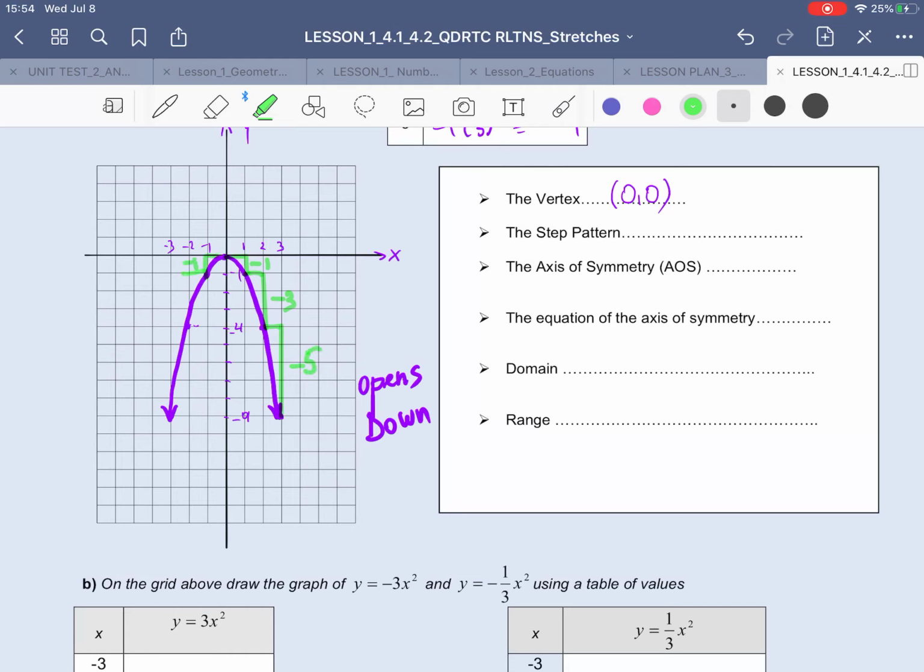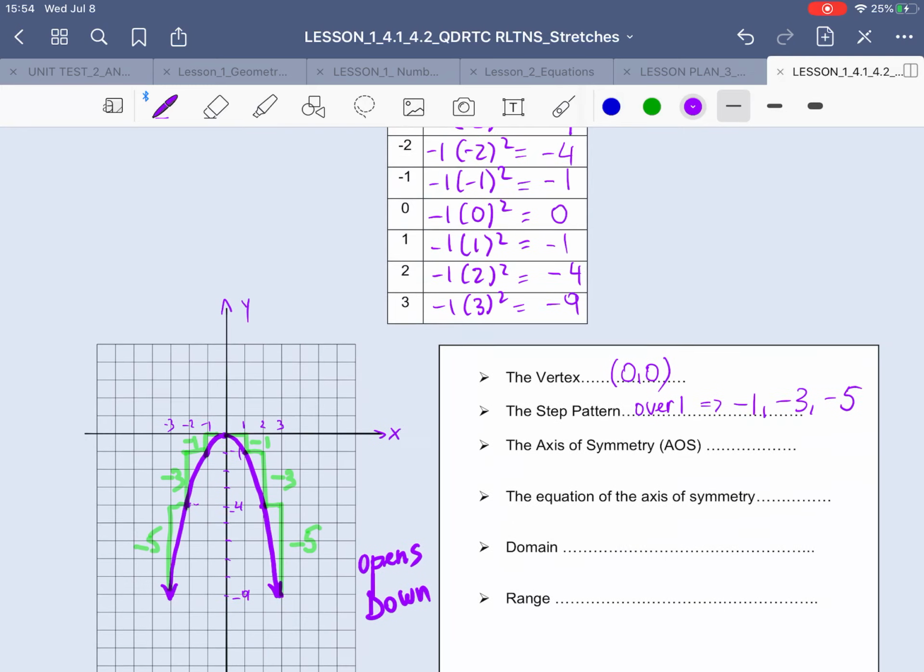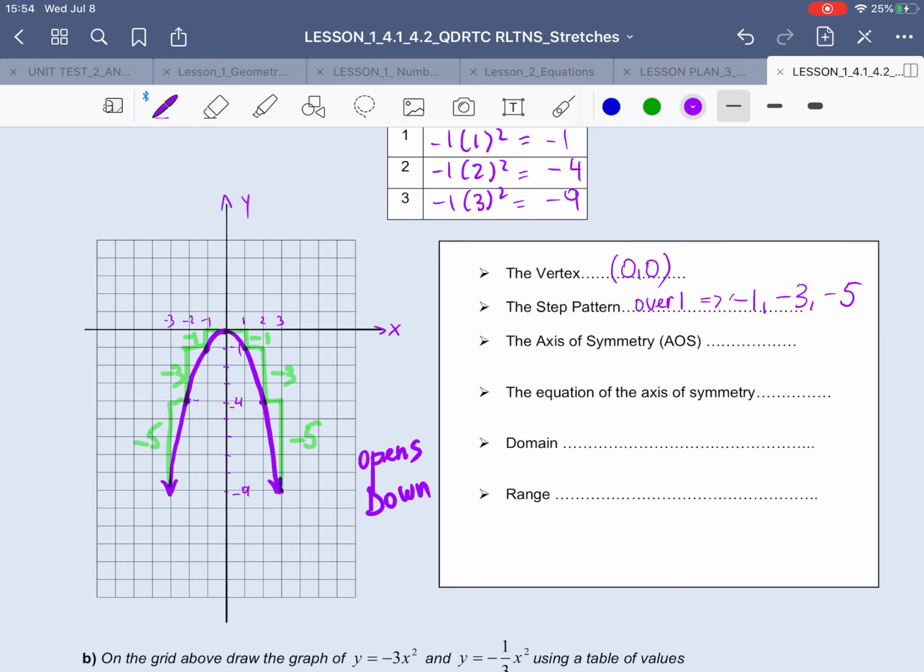Let's move over 1 on the other side. We expect the same thing. And then down 5. So we're going to say that the step pattern, every time we move over 1, we have to go -1, -3, -5, okay? And you can probably tell that this negative coefficient is what made the step pattern different, because we already had 1, 3, 5 in the basic parabola.